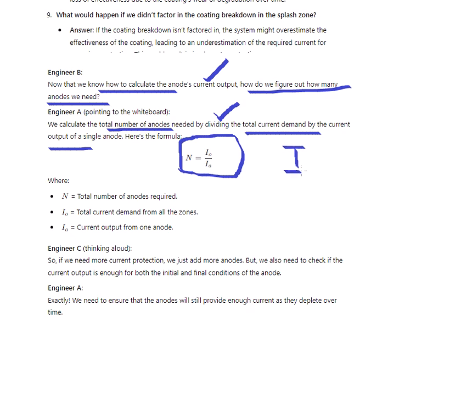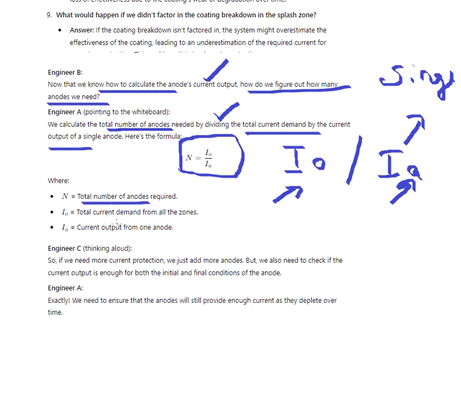I0 is the current demand and IA is the current output. So we can calculate the number of anodes by dividing the current demand by the current output of a single anode. So n is the total number of anodes required, I0 is the current output from all zones, and IA is the current output from one anode.